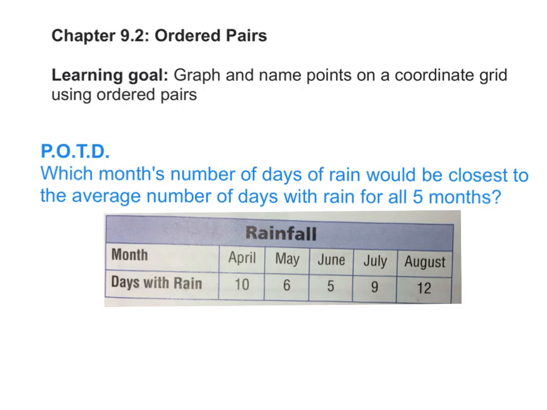Okay, moving right along in Chapter 9. Today we're moving on to Chapter 9.2, which is all about ordered pairs. As you've written down, your learning goal is that by the end of math today, you need to be able to graph and name points. So you need to be able to tell me how to call out that point and also graph it on a coordinate grid using ordered pairs.